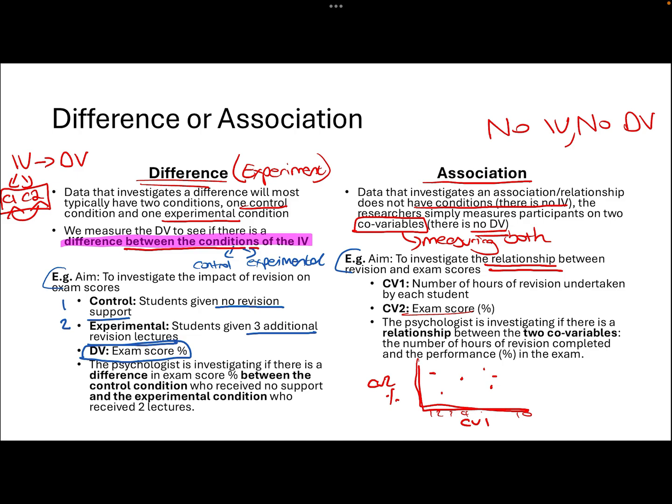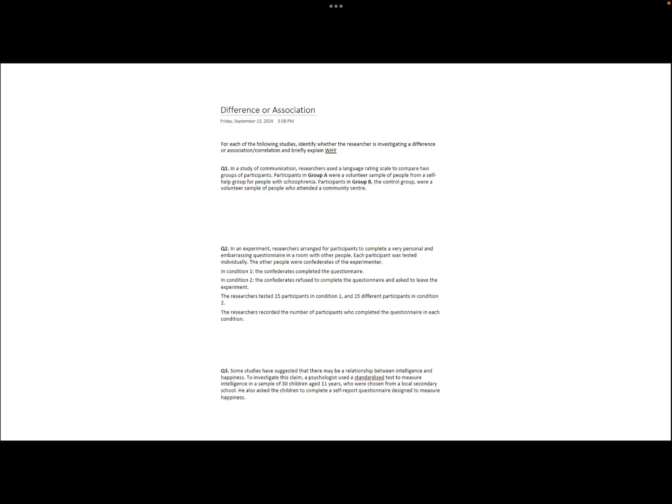So just to recap before you pause this video and go and complete some of the activities on difference or association. A difference is when we use an experiment and we're looking at the difference between the conditions of the IV. An association, there's no IV or DV. Instead, we are looking to see if there is an association between two covariables. We measure both and we see if a relationship exists. So with that in mind, you have some activities, some PPQs for you to complete.